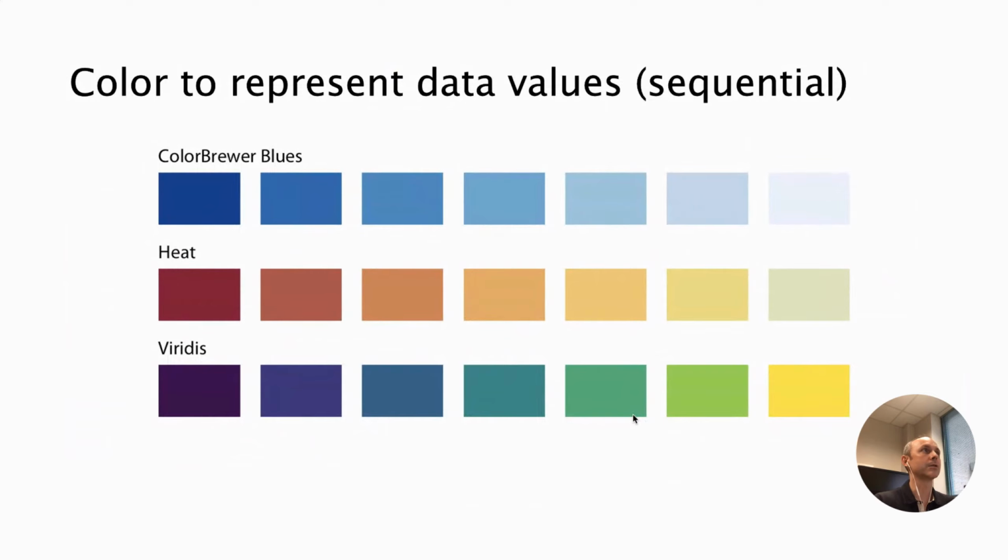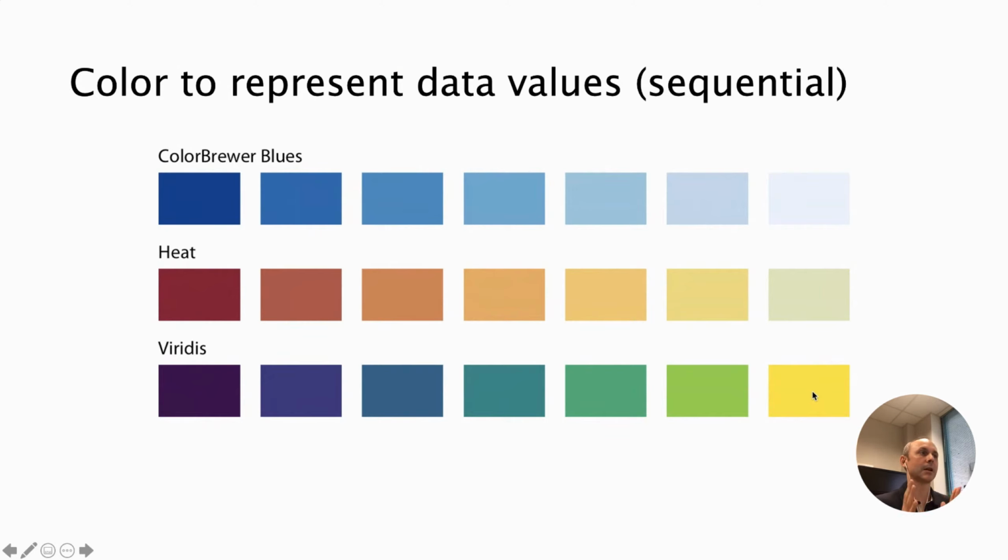Okay, now color to represent data values, sequential. I'm again showing you a couple of existing scales. So this is another color scale from the Color Brewer project. So this is now a sequential scale. It's called Blues because it's blue, right? It goes from dark blue to light blue. There's a different color scale, Heat. It looks kind of like cold and hot. And then the Viridis color scale, which has been very popular recently, which goes from sort of a dark purple to a very light yellow.